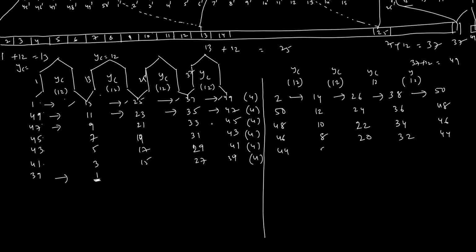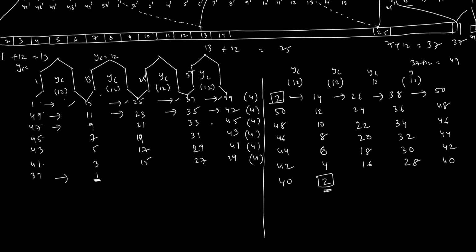44, 6, 18, 30, 42, 4, 16, 28, 40, 42, and that's it. We end again at 2. We have started at 2 and we have ended at 2.